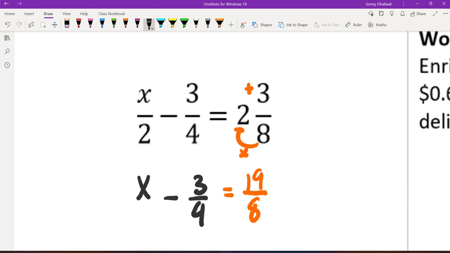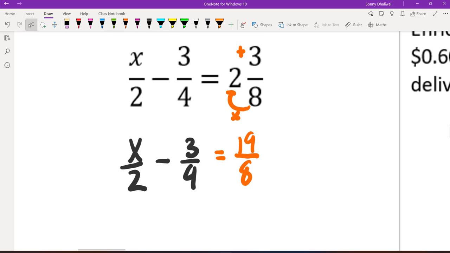Now, we have a 2, 4, and an 8 as our denominators. What's our common denominator?